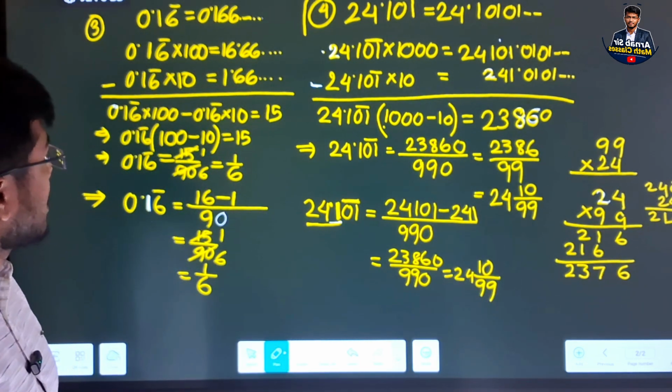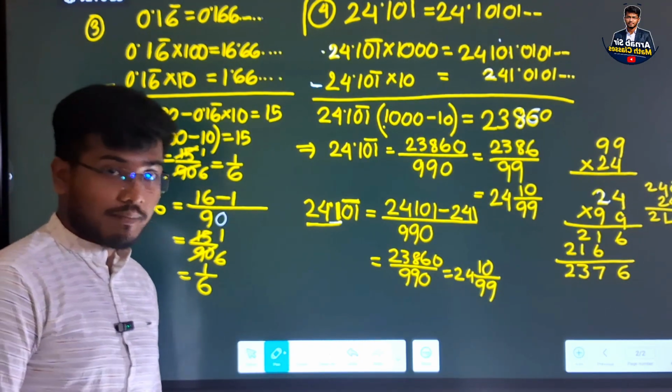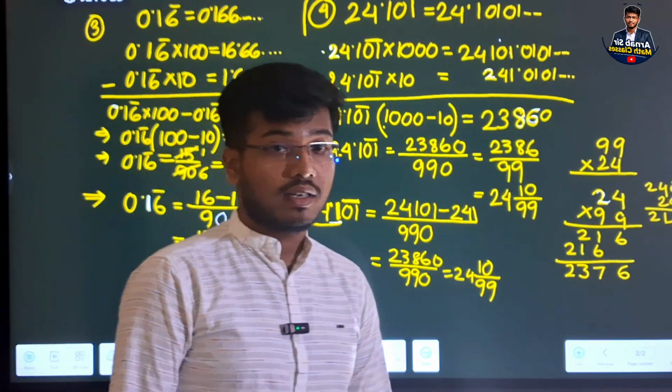So today I discussed how to transform a recurring number into the form of a fraction. Okay, clear? Up to this all are clear?